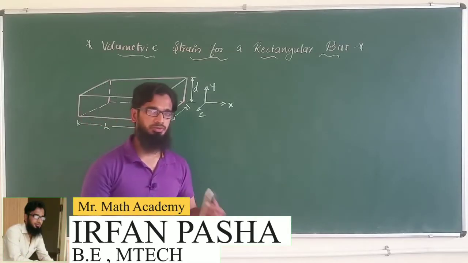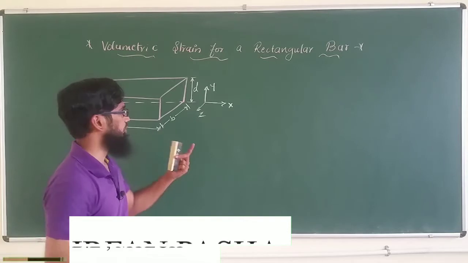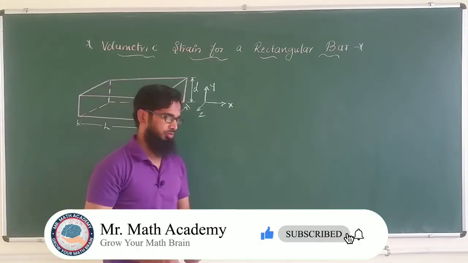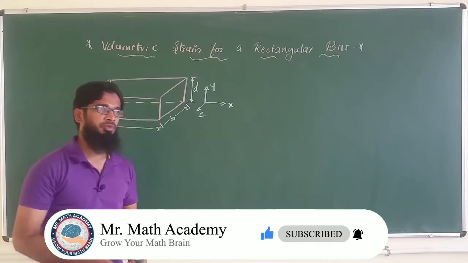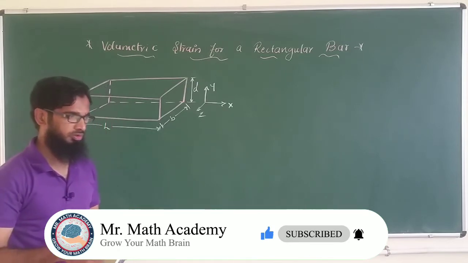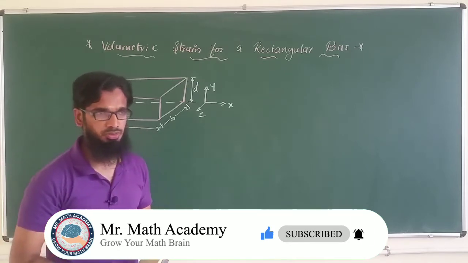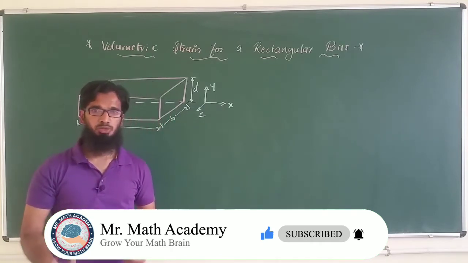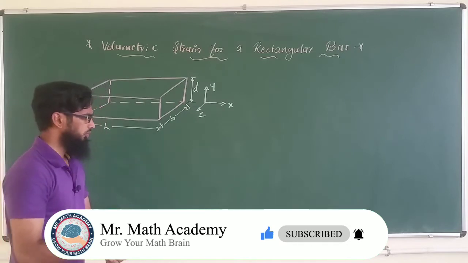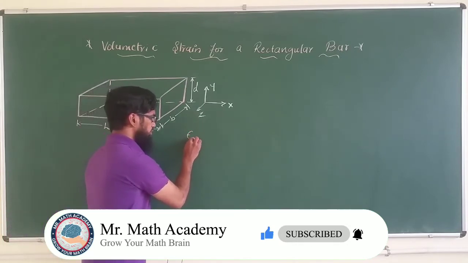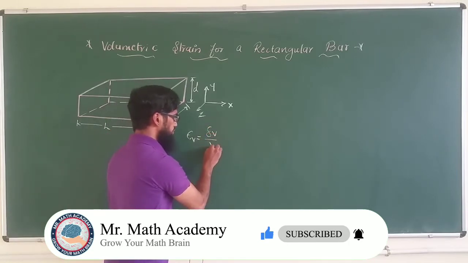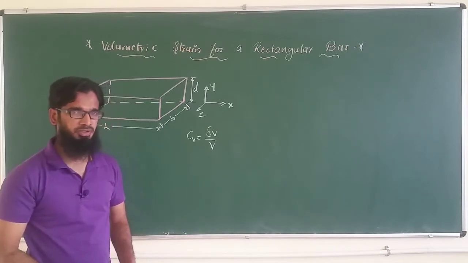Hello friends, welcome back to Mr. Math Academy. Today in this video, we will study the volumetric strain for a rectangular as well as a circular bar section. Volumetric strain is the change in volume to the original volume, because strain is the change in dimensions to the original dimensions. If I take the volumetric strain epsilon V, it is the change in volume divided by the original volume.